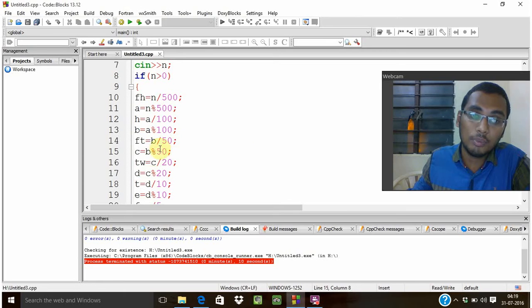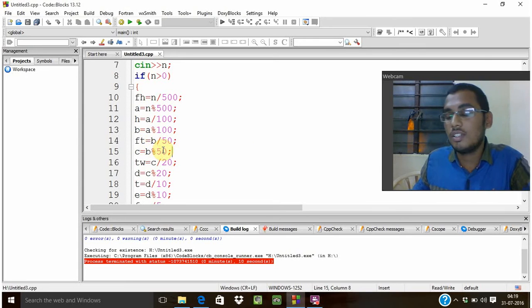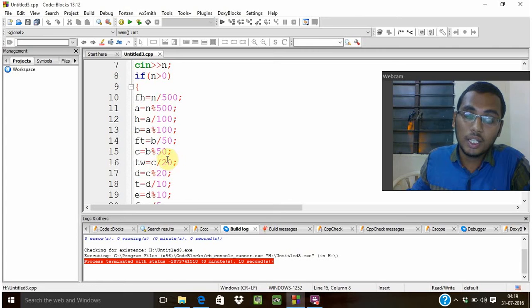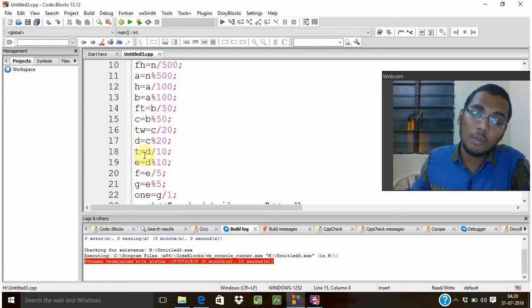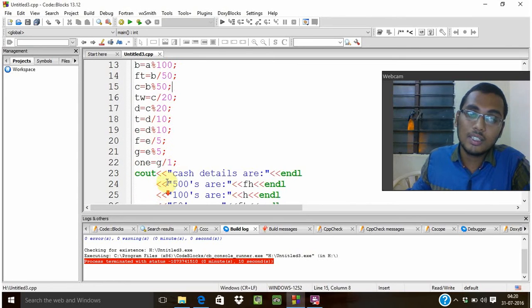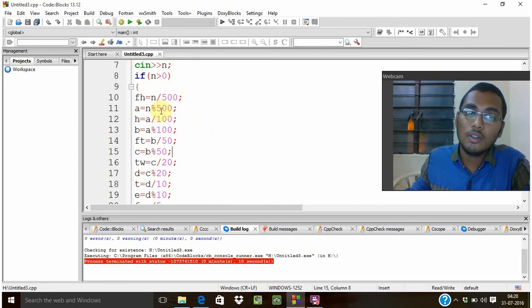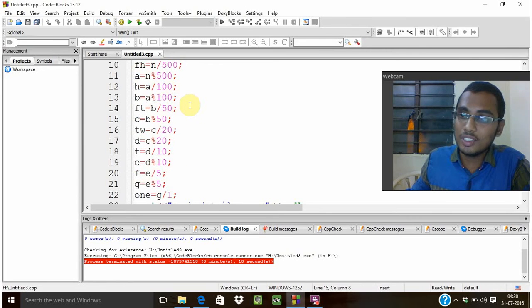After calculating the 50 rupee notes, we need to calculate the remaining amount, that is c equals b percentage of 50. This gives the remaining amount. This remaining amount should be divided by 20 to get 20 rupee notes. And the same logic is followed for the remaining 10 rupee notes, 5 rupee notes and 1 rupee note. This logic uses only two operators, that is divided by and modulo division. These are used for simplicity and many operators are not used in this program.